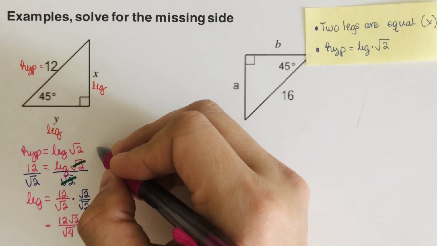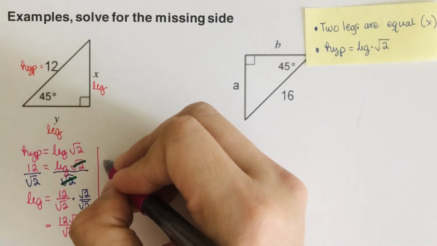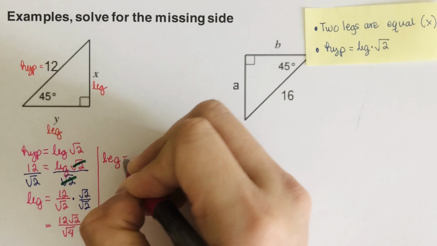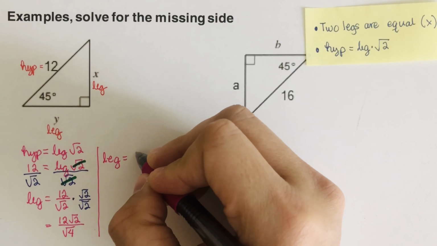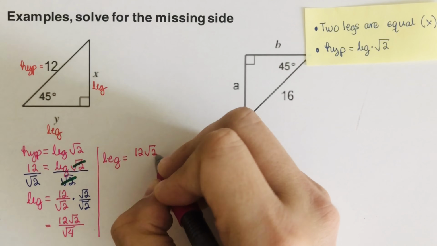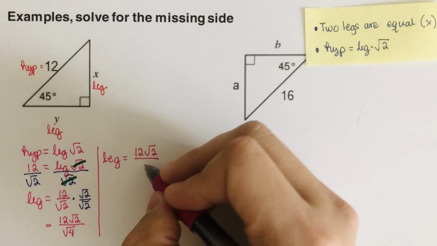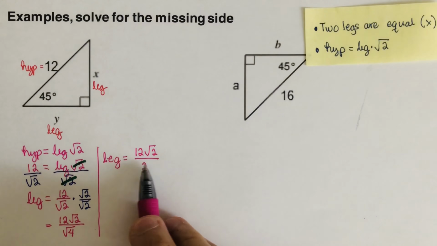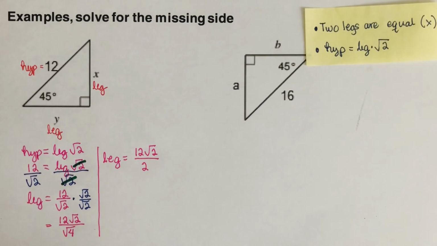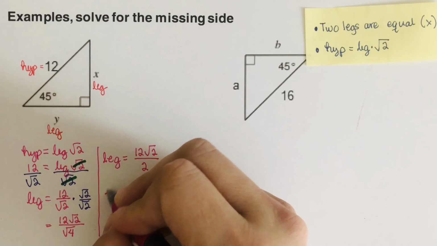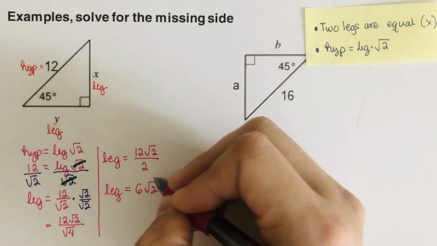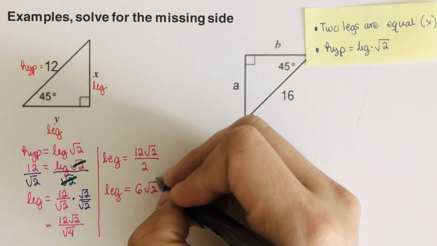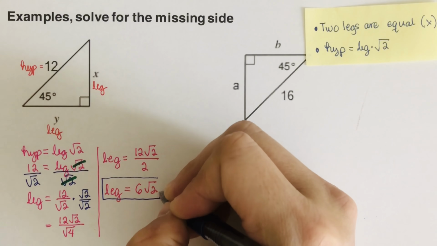So then I'm going to show the work over here. Our leg is equal to 12 square root of 2 over the square root of 4, which is 2. And then we can simplify this because 12 divided by 2 is 6. So then our leg is 6 square root of 2. So this is our answer for the leg.